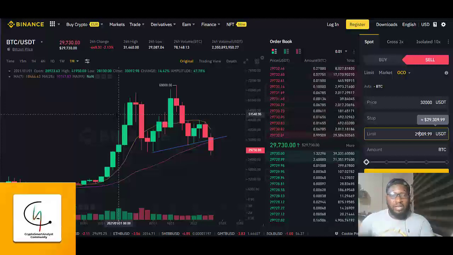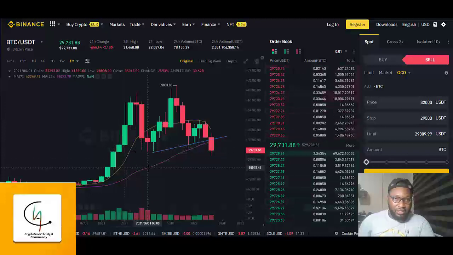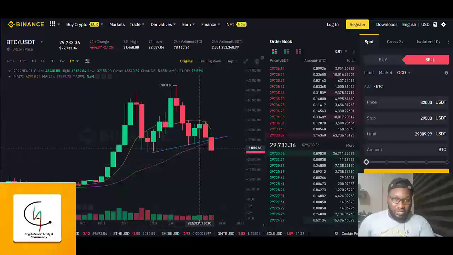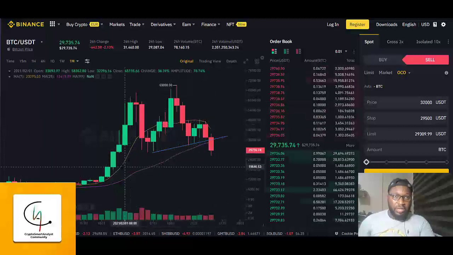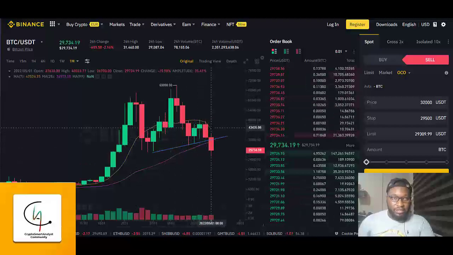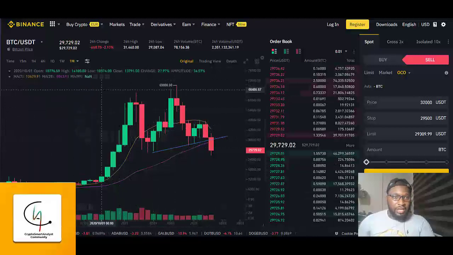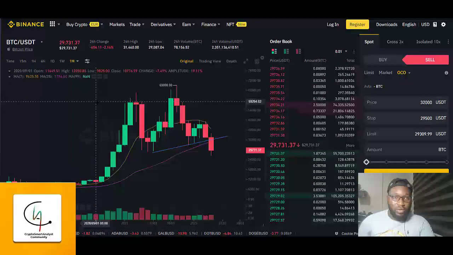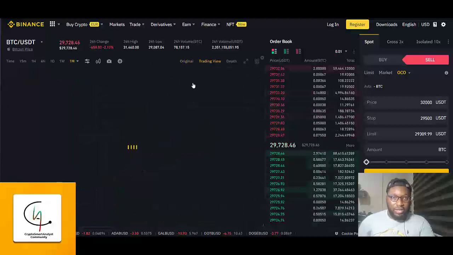It now depends on the indicator you're using. Right now we have two indicators on here. These lines are indicators, moving averages. This purple line and the yellow, golden line, those are moving averages. If you want to select indicators for Binance, we have the original chart and we have TradingView. I think the TradingView chart is not working right now, so I'm going to switch to original.